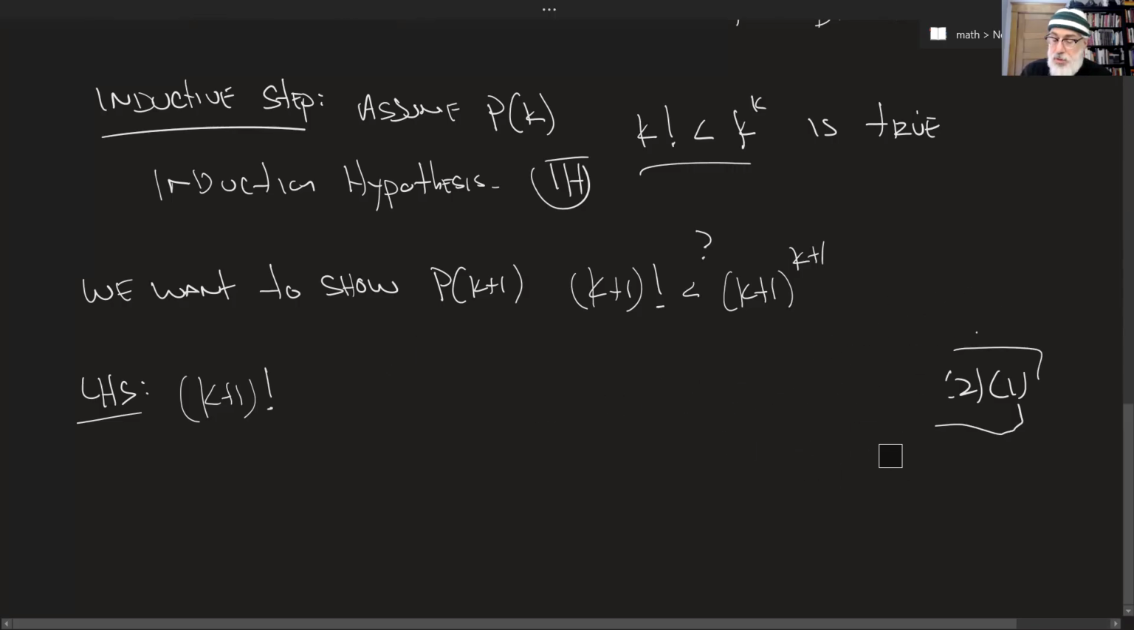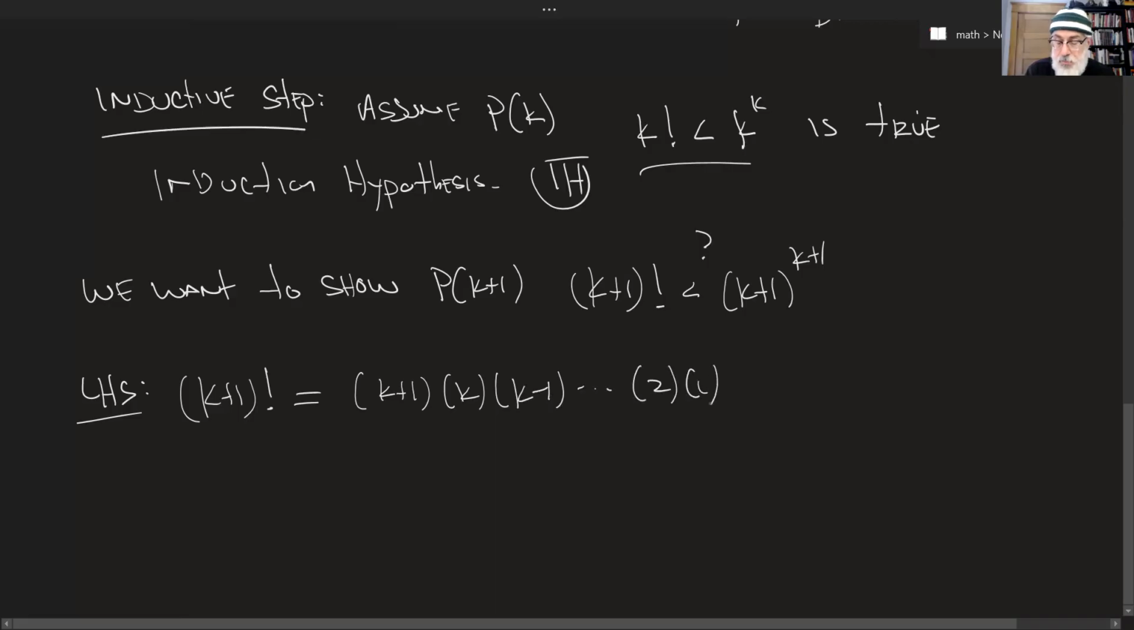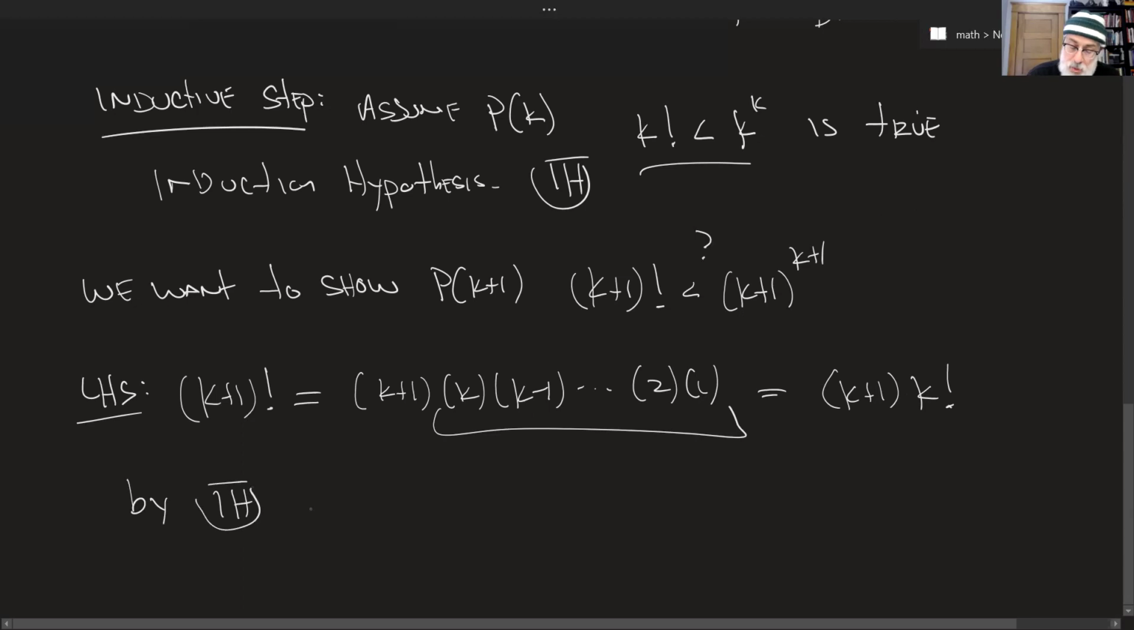And the reason we want to group it a little bit differently is so we can use the induction hypothesis. So this is equal to k plus 1 times k minus 1 all the way down. And so we're going to group the first k integers and say this will be equal to k plus 1 times k factorial. All right, the reason, again, is because by the induction hypothesis, we're assuming that k factorial is less than k raised to k. This is our assumption.